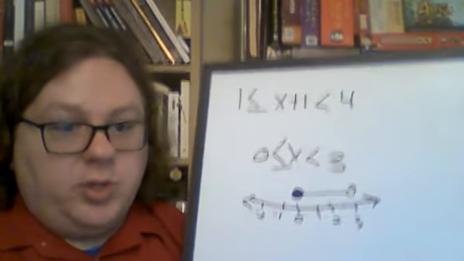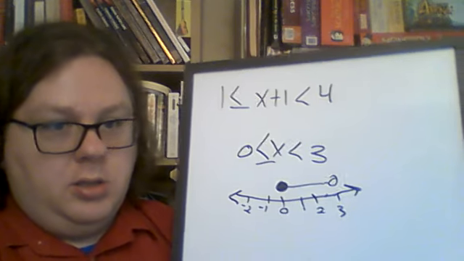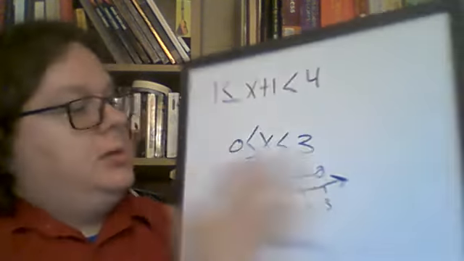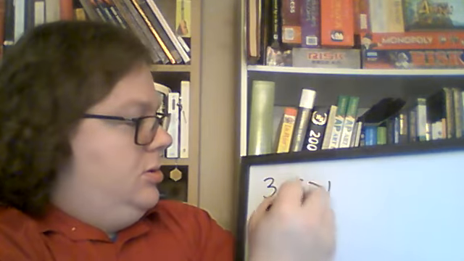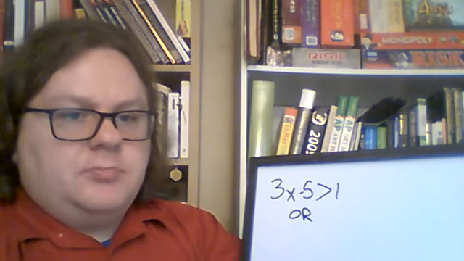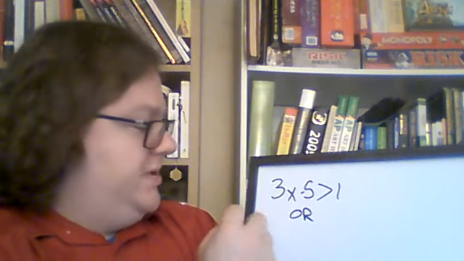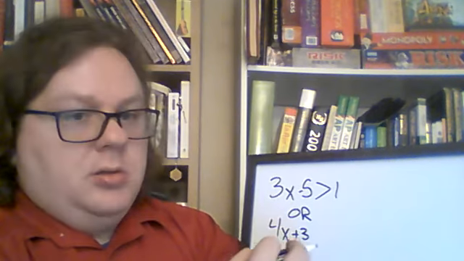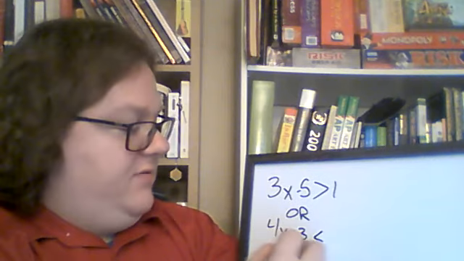Okay. Inequalities containing the word or. That was if they're and. 3x minus 5 is greater than 1, or 4x plus 3 is less than or equal to -5.